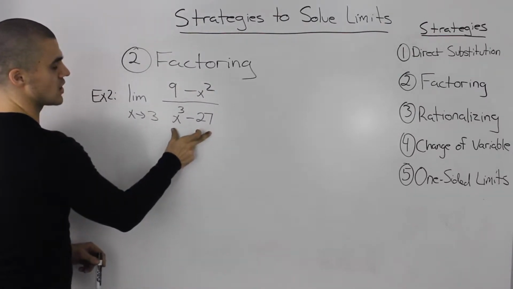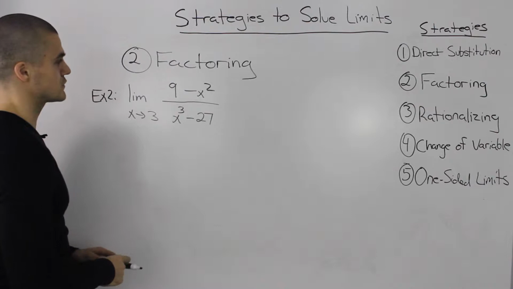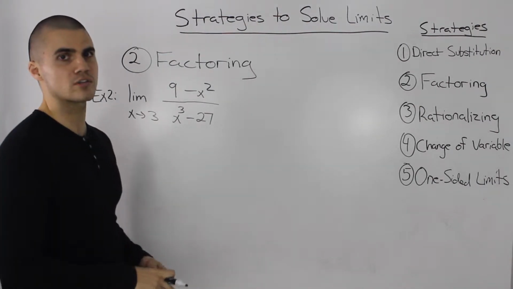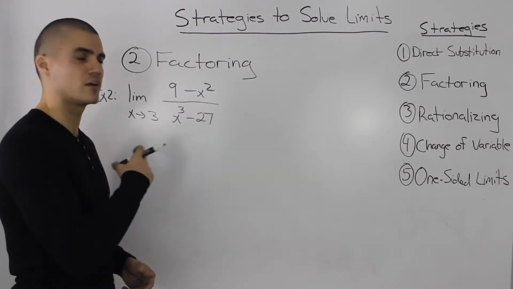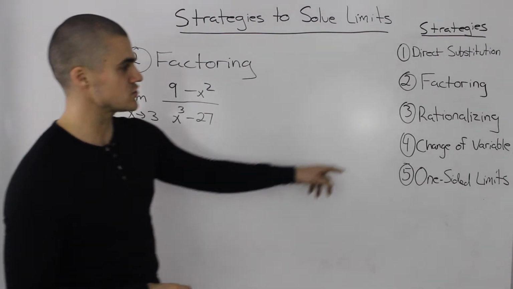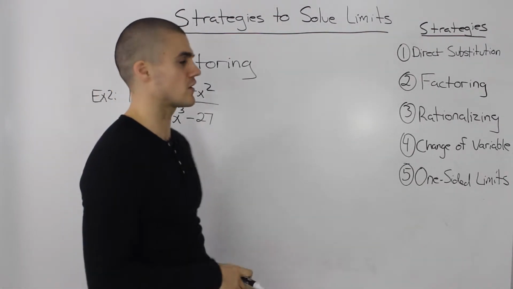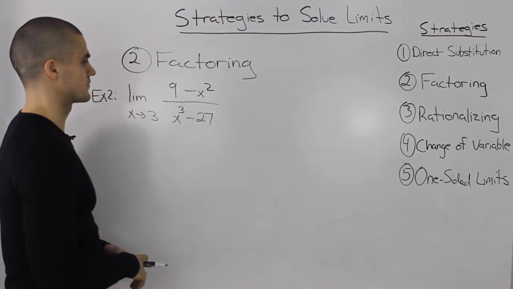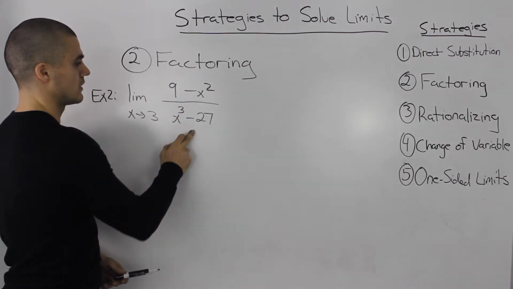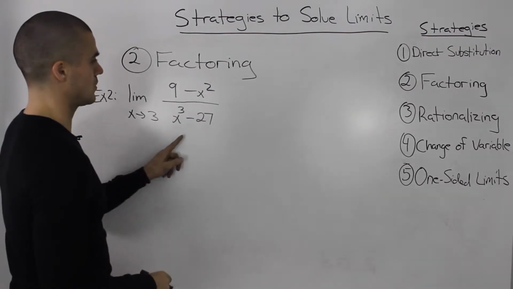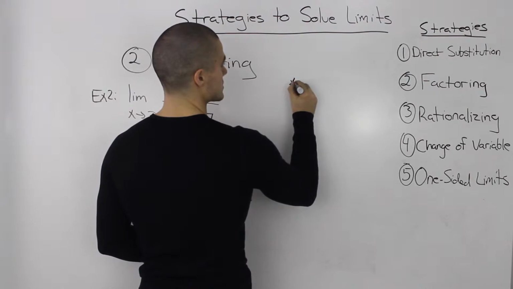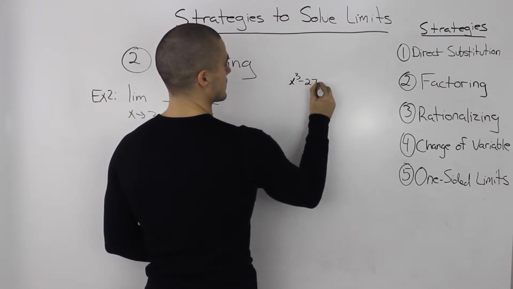Now notice how this denominator is a difference of cubes, and you may want to go over the sum and difference of cubes from advanced functions, because you're going to be using a lot of it, especially in the change of variable strategy. So make sure you're comfortable with factoring a difference of cubes. So let's factor that on the side actually. So we'll have x cubed minus 27.